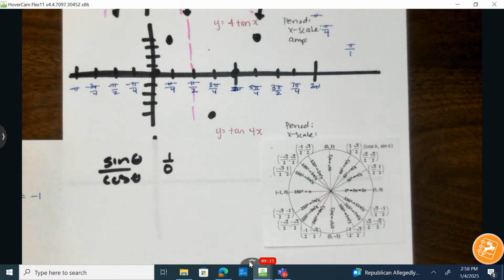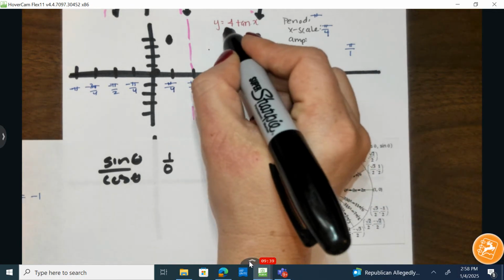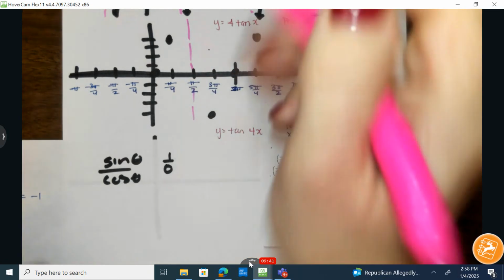And I'll do just one more so it becomes better clarity for some that may be struggling here. At 3 pi over 2, I have negative 1 divided by 0. That's undefined. Can't have 0 in the denominator. I don't need to worry about taking undefined and multiplying it by 4. It's still undefined.